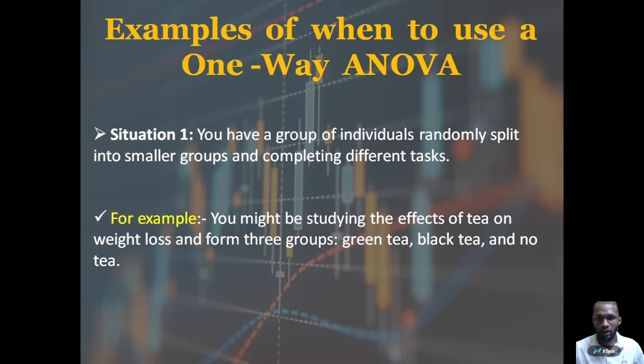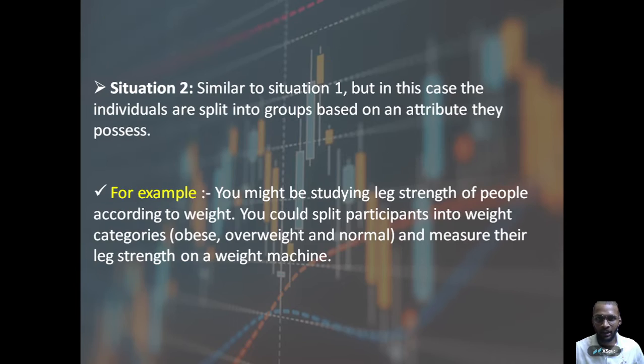Situation 1. You have a group of individuals randomly split into smaller groups and completing different tasks. For example, you might be studying the effects of tea on weight loss and form three groups, that is green tea, black tea, and no tea. Another situation is similar to situation 1, but in this case the individuals are split into groups based on an attribute they possess. For example, you might be studying leg strength of people according to weight. You could split participants into weight categories, that is obese, overweight, and normal, and measure their leg strength on a weight machine.